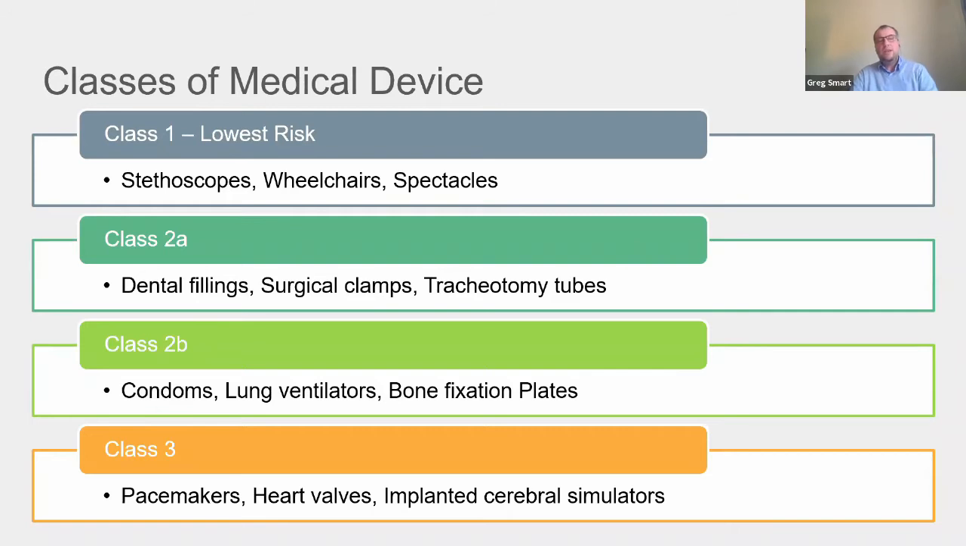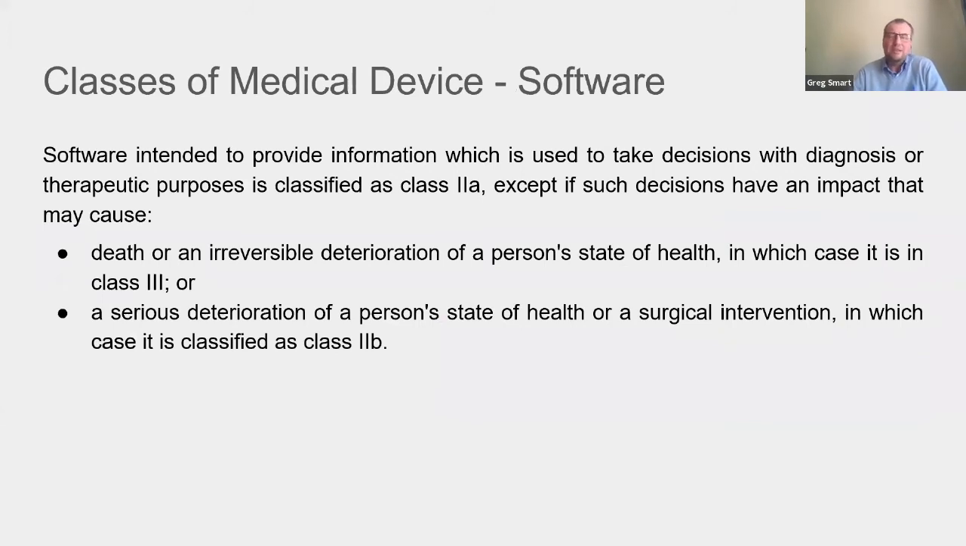In fact, the way that you decide what class of medical device you are developing is governed by a whole series of rules. I'm not going to go through those rules in any detail, but I am going to pick on one of them, which is Rule 11. Rule 11 is specifically about software. This is new in the MDR. You'll notice the opening sentence here: software intended to provide information which is used to take decisions with diagnosis or therapeutic purpose is classified as Class 2A.